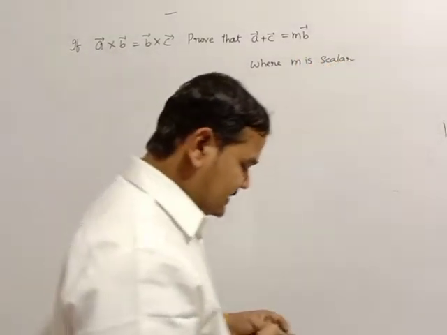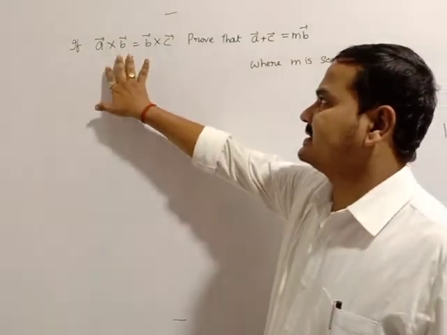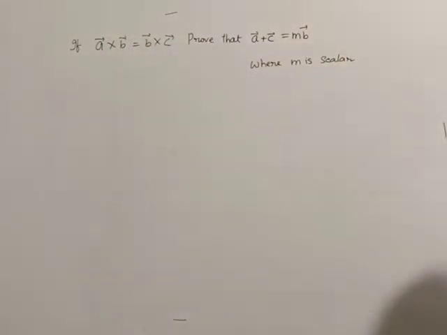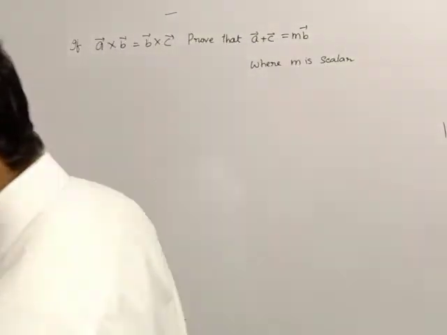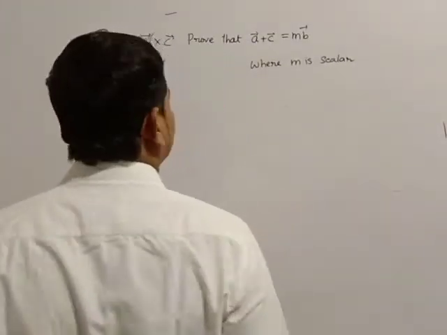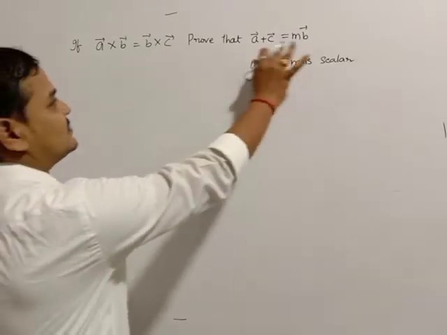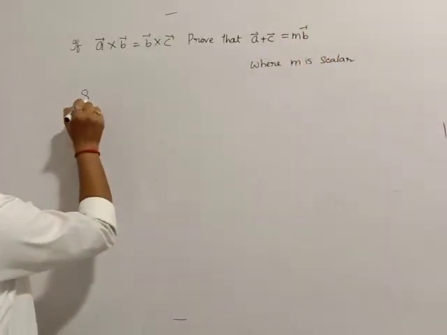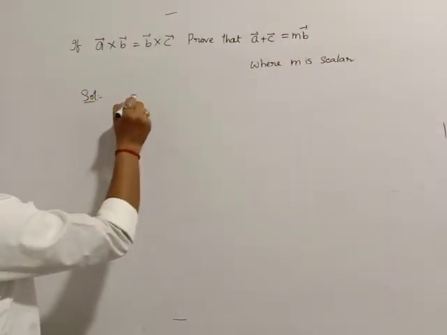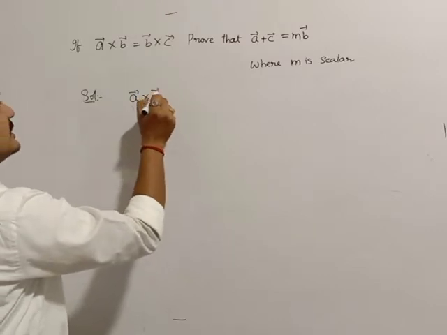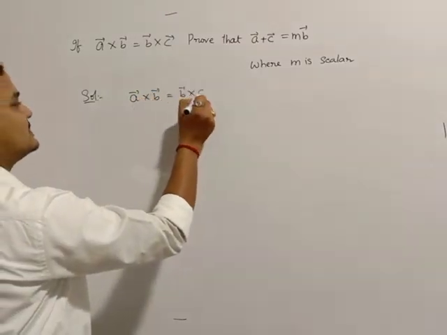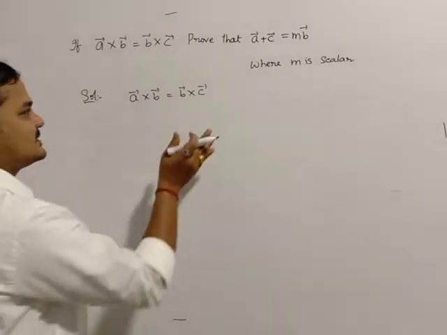What that means is, he has given one relation, that A bar cross B bar is equal to B bar cross C bar. This is the condition given, and from that I need to show this. Okay, write down the condition. What is given? A bar cross B bar is equal to B bar cross C bar.